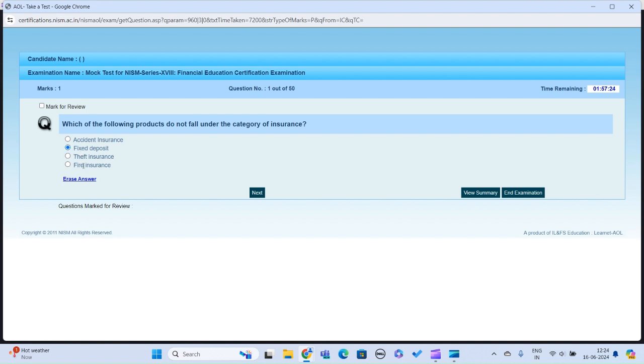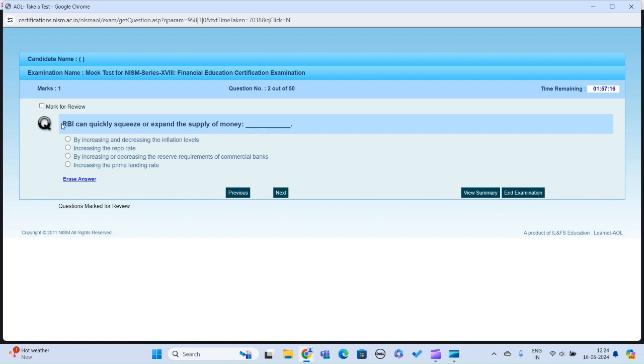If you look at it, theft insurance, fire insurance, it's all available. So fixed deposit is the one. We'll go to the next one. RBI can easily squeeze and expand the supply of money. This is a tricky question.